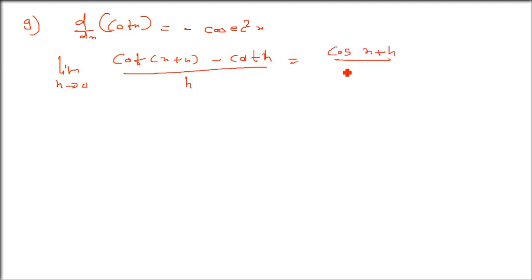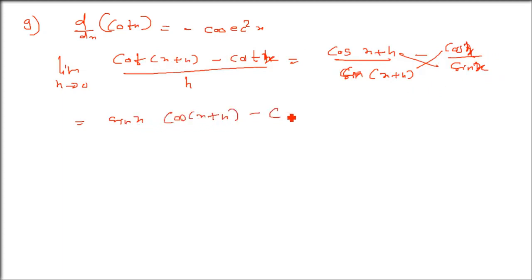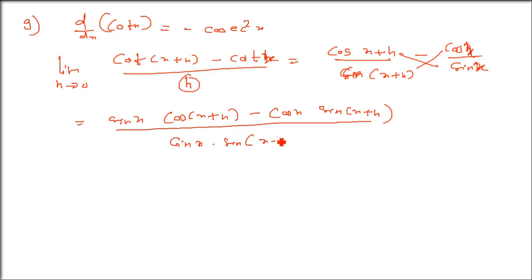So cot, again change it to cos by sin. So it will be cos of x plus h by sin of x plus h, minus cos x by sin x. Okay. So now just take the LCM. So this will be sin x cos of x plus h minus cos x sin of x plus h, divided by sin x sin of x plus h. The h is already there. We are not going to write it right now. Next step I am going to write.